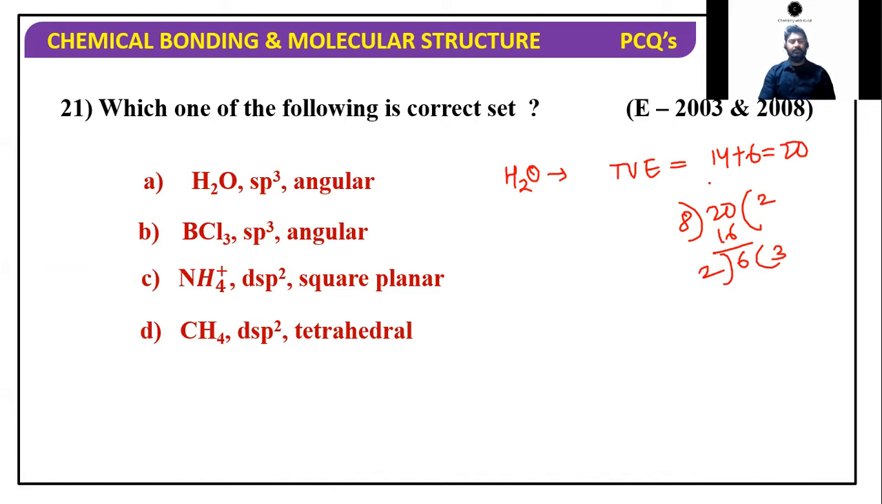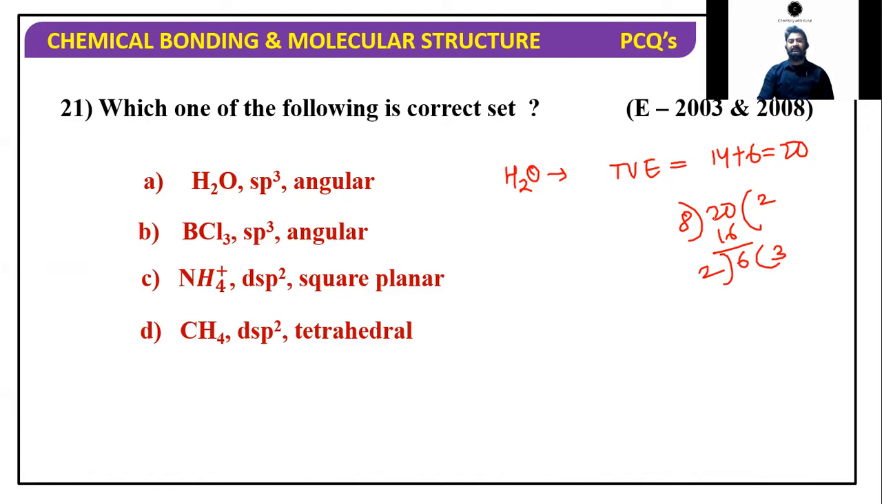Water molecule has 7 into 7, 14, and oxygen atom has a valence electron of 6. So they're asking which of the following is the correct set, right? So what do we get here? 7 into 7, 14. And 14 plus 6, 20. Valence electron of oxygen is 6. We know that, right? So it will be 20.